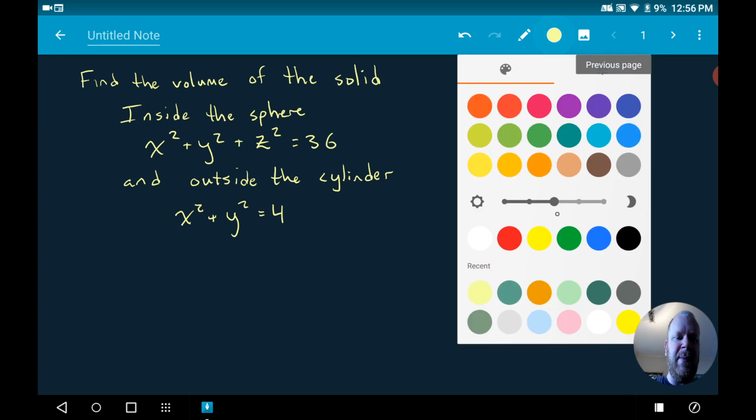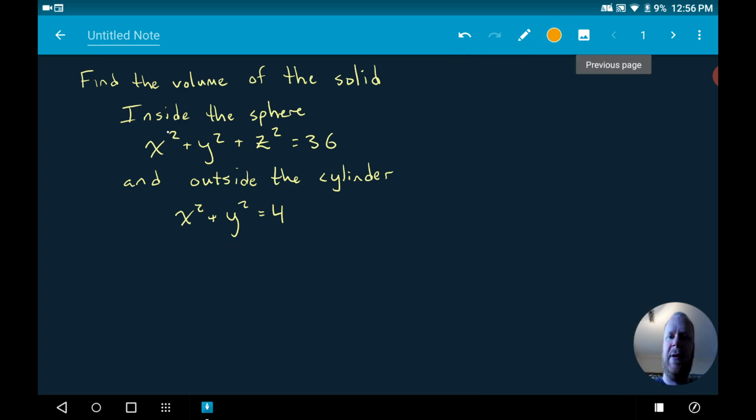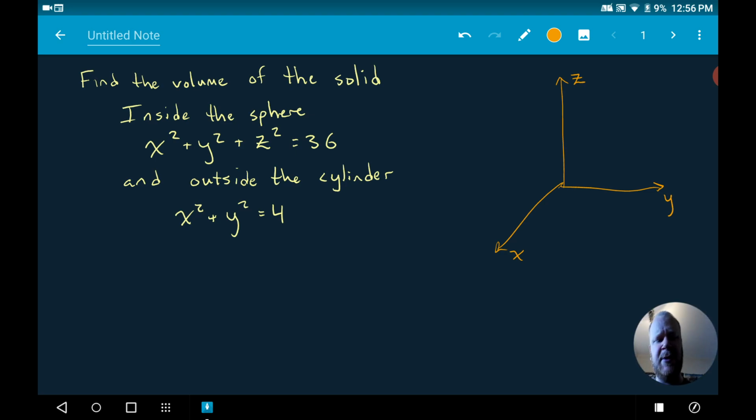But starting with this first one, it says find the volume of the solid inside the sphere like this, outside the cylinder like this. I'm going to draw a quick sketch of this. It's always a good idea. Again, I haven't prepared these other than writing them down, so you're getting sort of the genuine office hours experience. And I'll try to explain everything that I'm thinking while I do this problem.